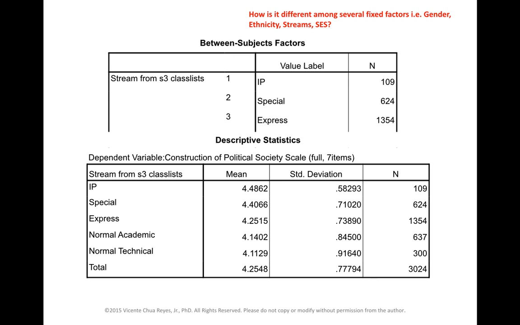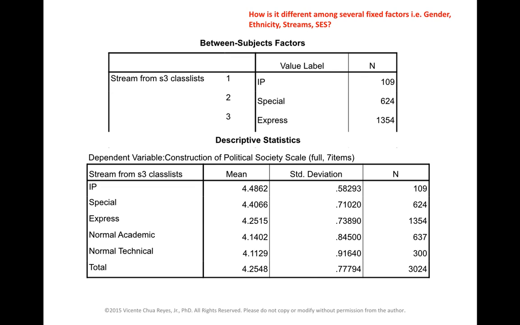Now, what if we use streams? As mentioned earlier, in Singapore, they stream the students into, in secondary school, they call it normal technical, that's the lowest level, then followed by the normal academic, followed by express, followed by special, followed by those in the integrated programs. This, again, mind you, were the streams in 2007. They have since then modified them, right? So anyway, those are the streams.